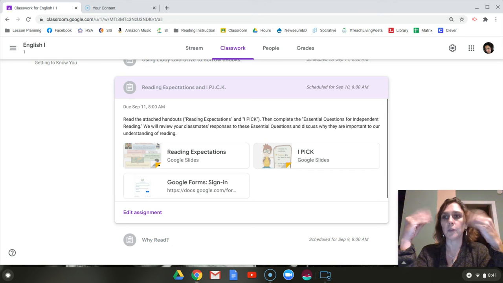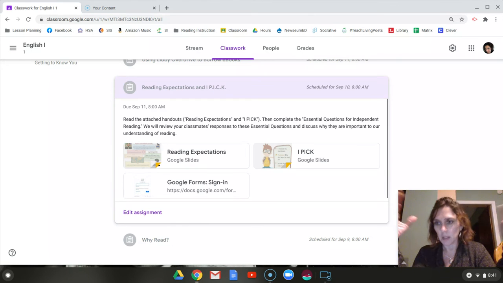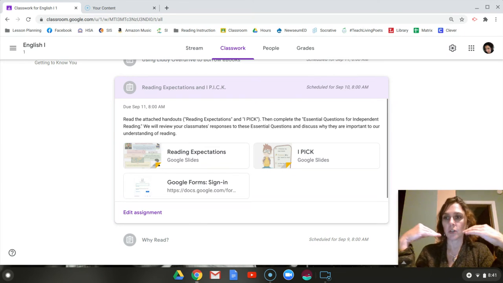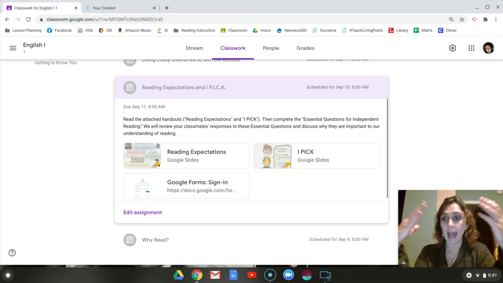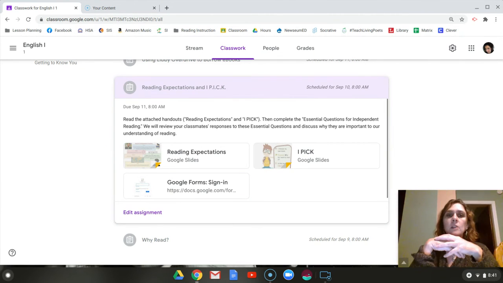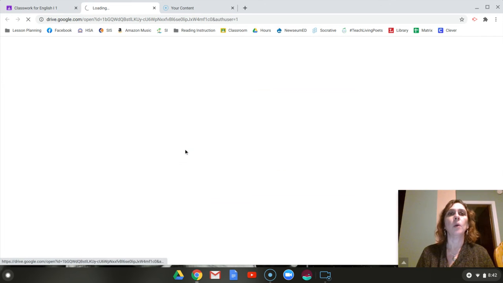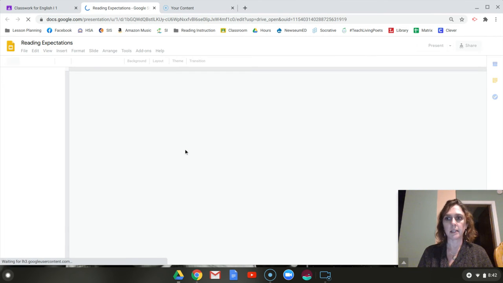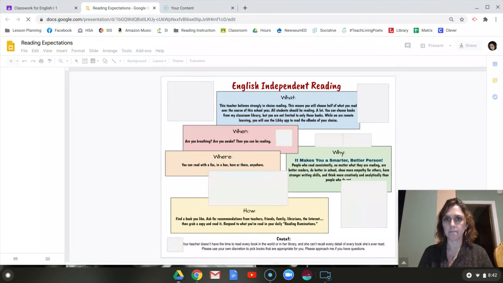Food, for example, is essential to living. Water, sleep, those kinds of things are essential to us as human beings. We have to have them. So when we talk about an essential question, that's a question that is fundamental to our understanding of a topic. I want you to look at some essential questions about reading today, and you're going to be responding to those. So you open up reading expectations, and basically it's one page, okay?